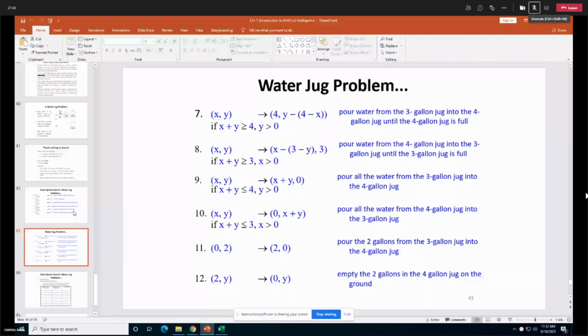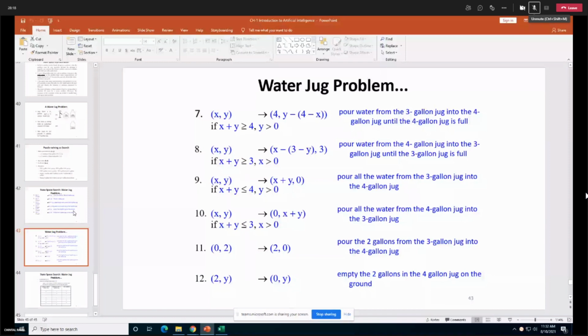The 7th rule says that if x plus y is greater than or equal to 4 and y is greater than 0, then pour the water from the 3-gallon jug into the 4-gallon jug until the 4-gallon jug is full. Similarly, if x plus y is greater than or equal to 3 and x is greater than 0, then pour the water from the 4-gallon jug into the 3-gallon jug until the 3-gallon jug is full.